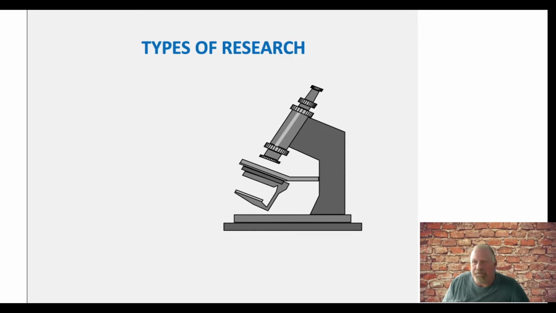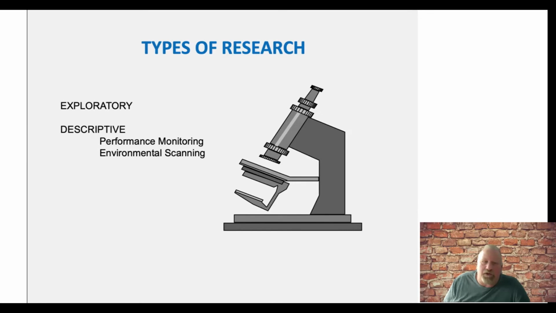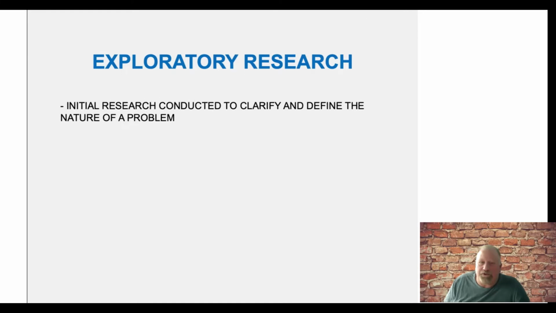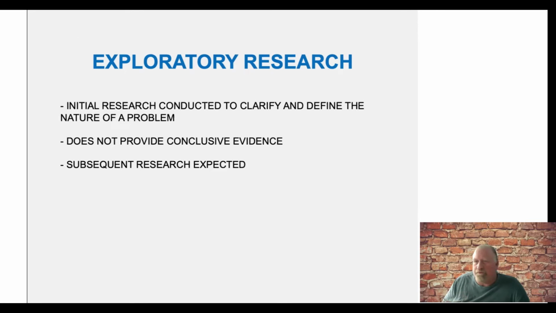So let's talk about the types of research that we do within market research and within the marketing information system. There are really 3 types of research. The first is what we call exploratory research, the next is descriptive, and lastly, causal. Exploratory research is used when there's an initial problem that we want to clarify or define the nature of, so we collect exploratory information. It doesn't provide conclusive evidence, and usually subsequent research is expected.